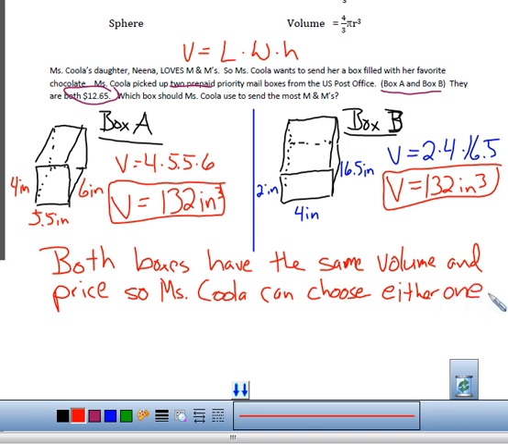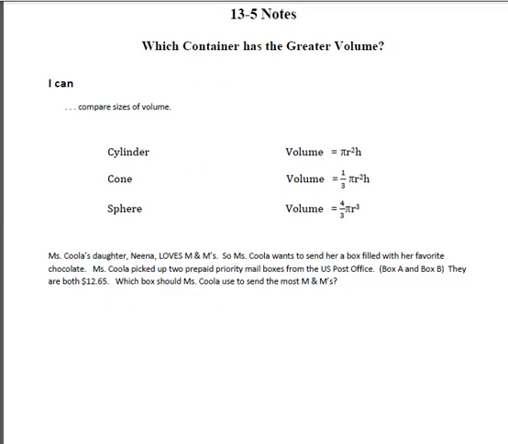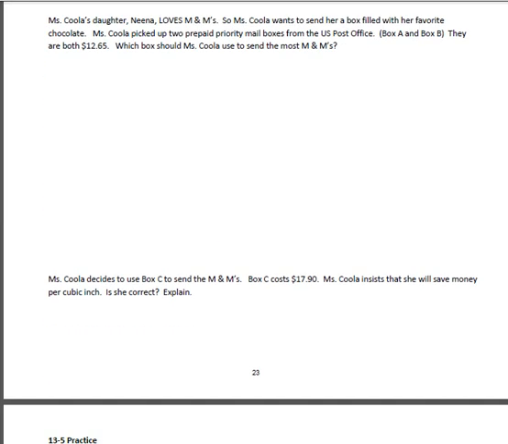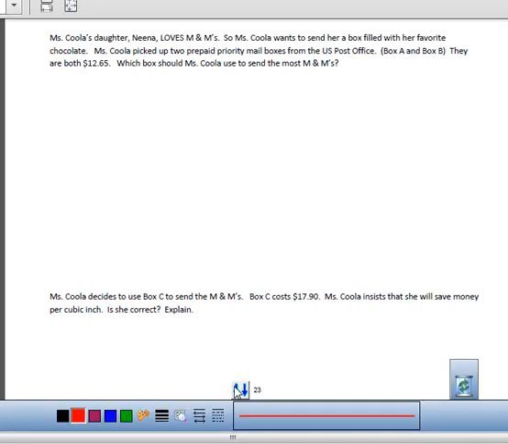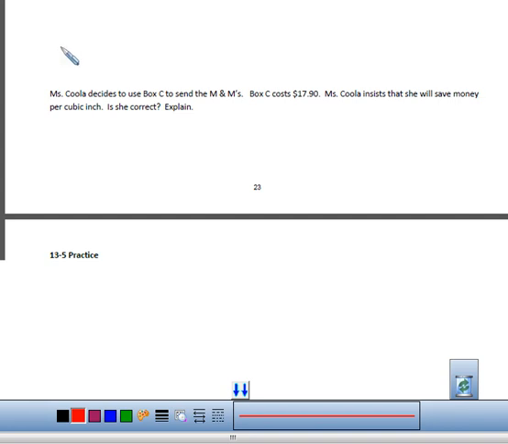But there's a second part to this problem. If you need to copy any of this down, pause it now because I'm going to clear the screen. If you look below, we have another part that says, Ms. Kula decides to use box C to send the M&Ms. Box C costs $17.90. Ms. Kula insists that she will save money per cubic inch. Is she correct? Explain.